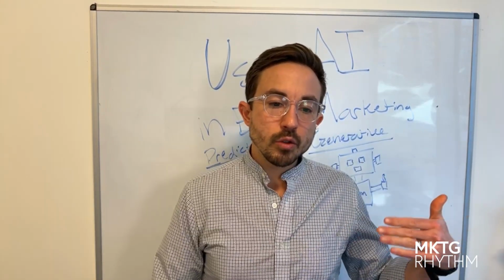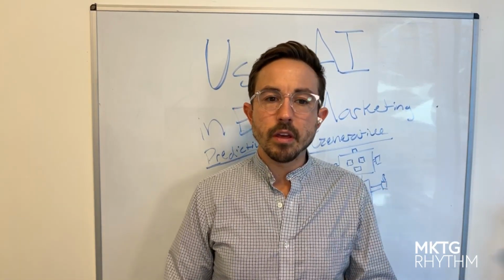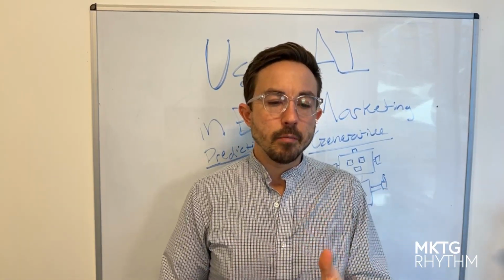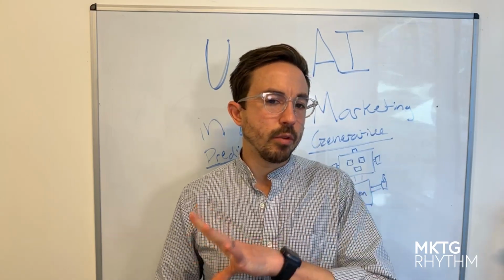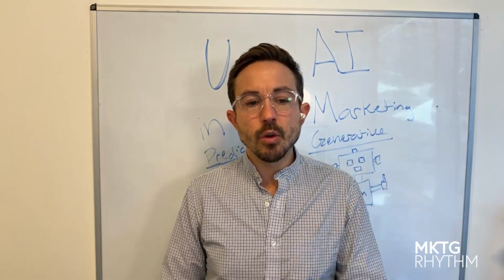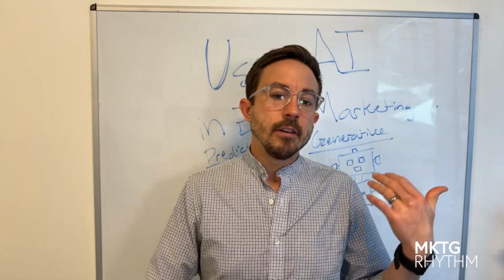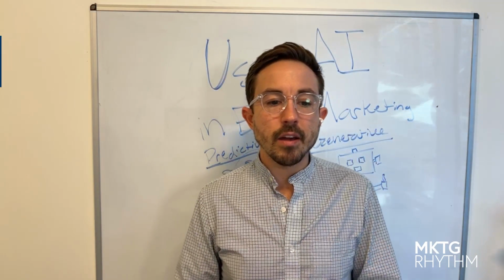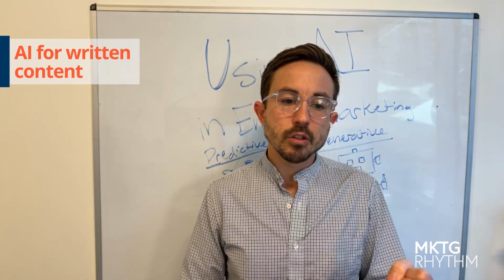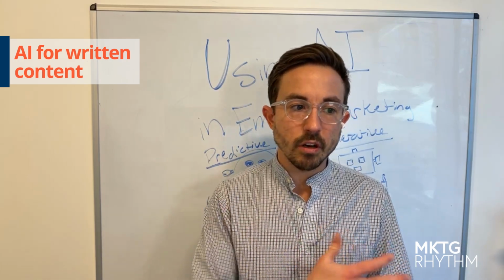So a lot of those tools we just talked about may be in the ESP you're using, but the generative tools are probably going to be a little bit away from your ESP. Those are going to be things like, again, ChatGPT. So thinking about how we can start to use those generative tools early is thinking about AI for written content in our emails. So how would we create written content in our emails?